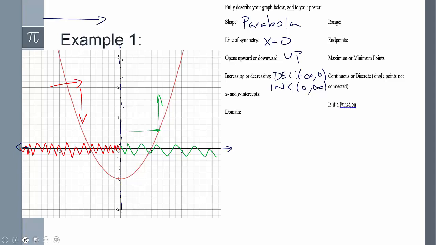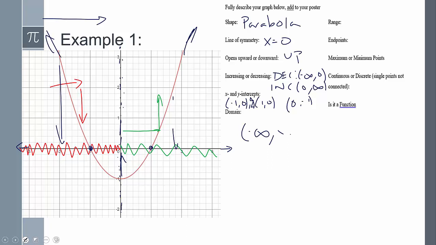X and y intercepts. Crosses the x-axis here and here. So (-1, 0) and (1, 0). And then my y-intercept is going to be (0, -1). My domain, well, if I flatten this all onto the graph, it goes on forever that way, it goes on forever that way. That's going to be negative infinity to positive infinity. My range, if I flatten that onto the graph here, it's going to start at -1, and it's going to go on to infinity. Are there any endpoints, meaning that does the graph stop at all? In this case, it doesn't, because it goes on forever that way and that way.